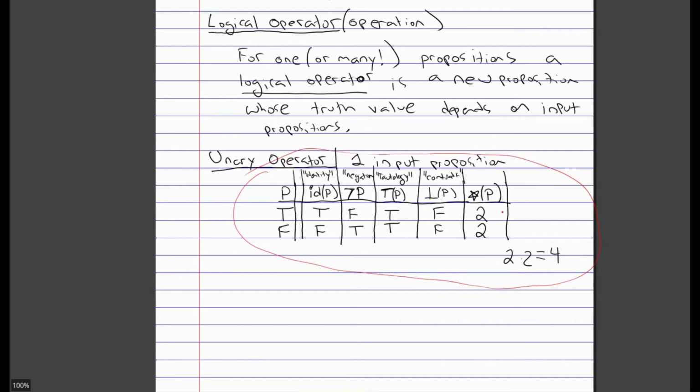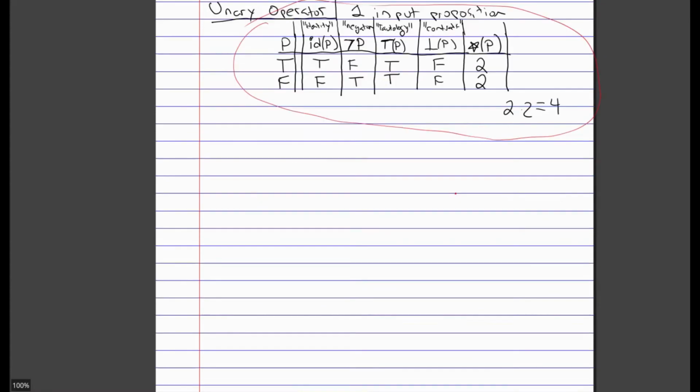This is a very nice idea that we will now extend to operators that take in 2 propositions. So let's go ahead and do that right now. We have unary operators. The next step up is what's called a binary operator.